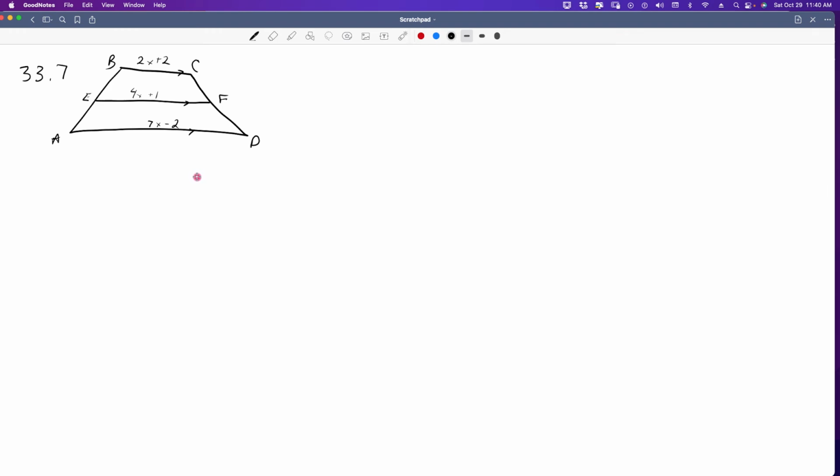So one of the properties that we learned about trapezoids is that the median is parallel to the bases and its length is 1/2 the sum of the lengths of its bases. So that means that base 1 plus base 2 divided by 2 is equal to the median, right? We already discussed that. So this is what we're going to do. We are going to say base 1 plus base 2. So that's 2x plus 2 plus 7x minus 2 divided by 2 is equal to 4x plus 1. So we are going to find x. That is what we're supposed to do.